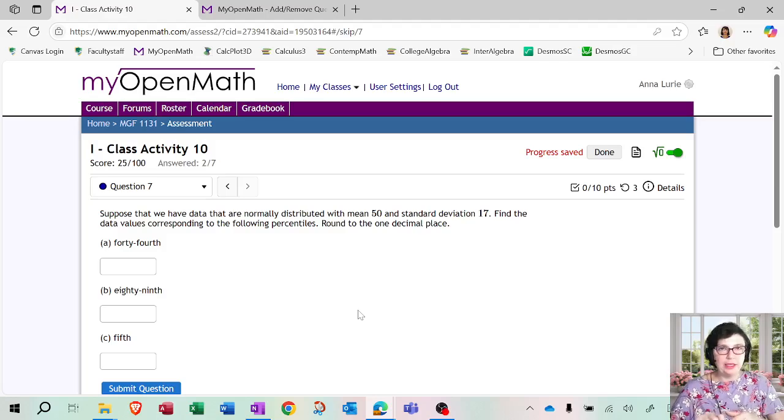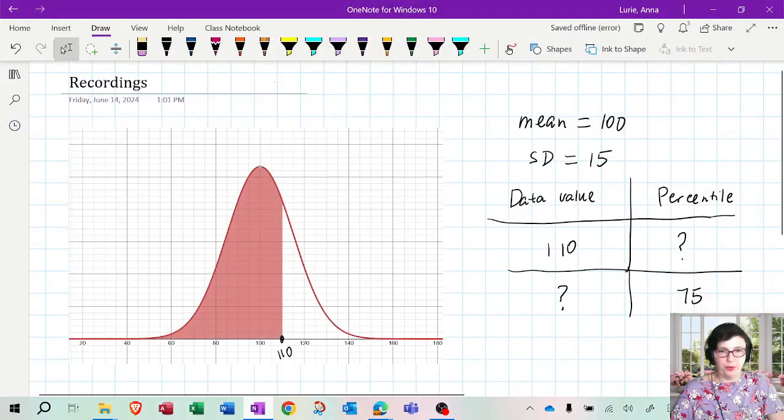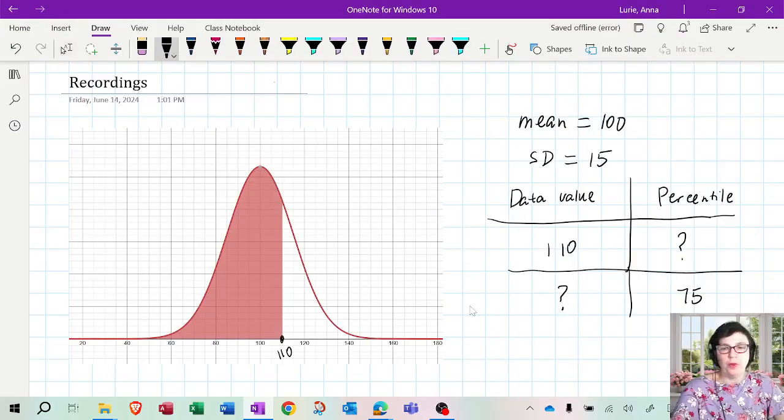Okay, guys, in this case, we are going to do the opposite of what we did. So here, looking at this example, this is a normal distribution with mean 100, standard deviation 15. Now they're giving you percentiles. So they're saying the percentile of the data value is the 75th percentile. Like, what data value is that?